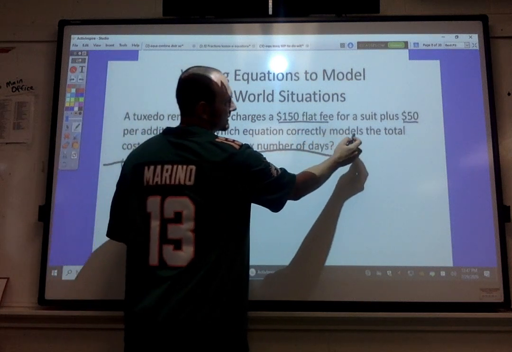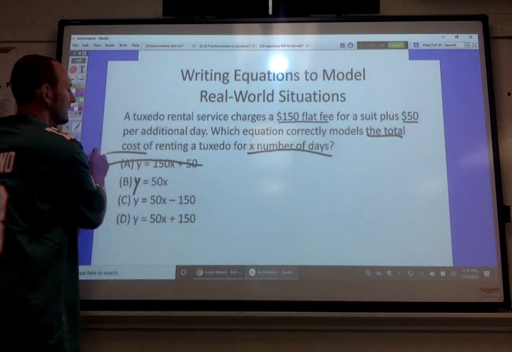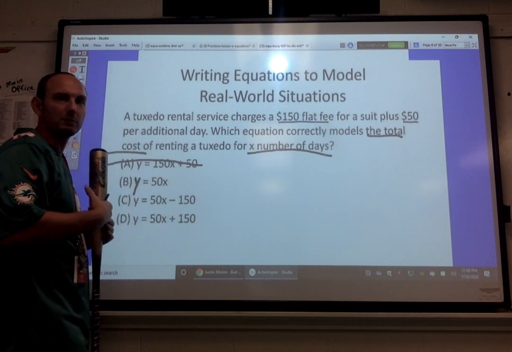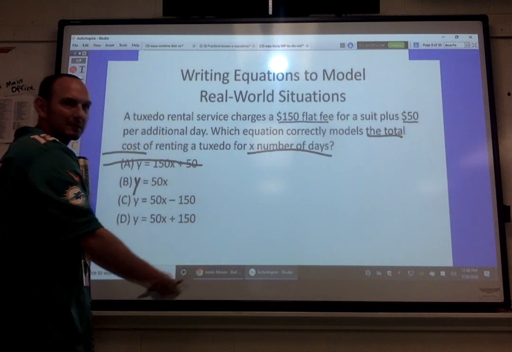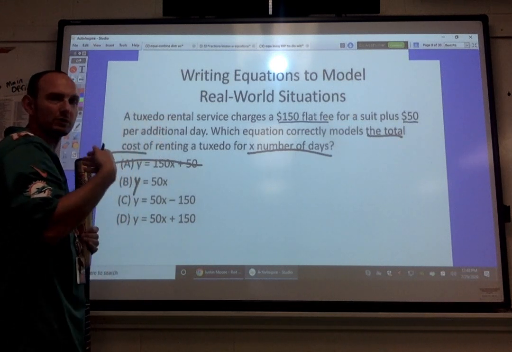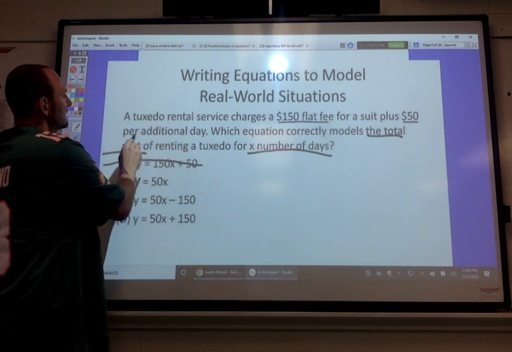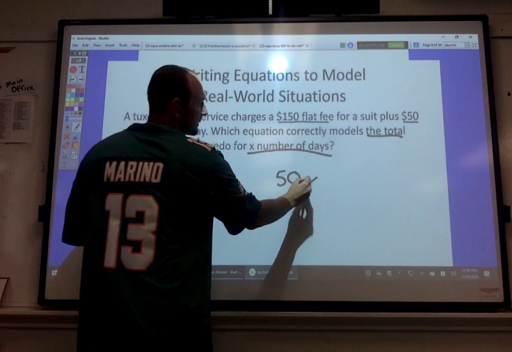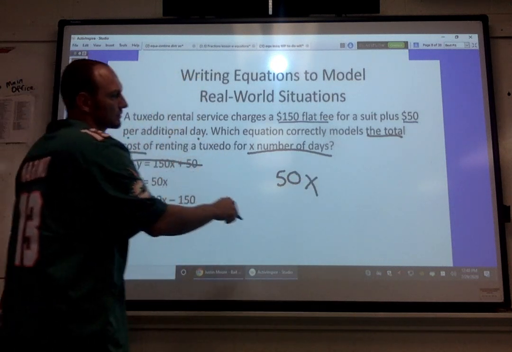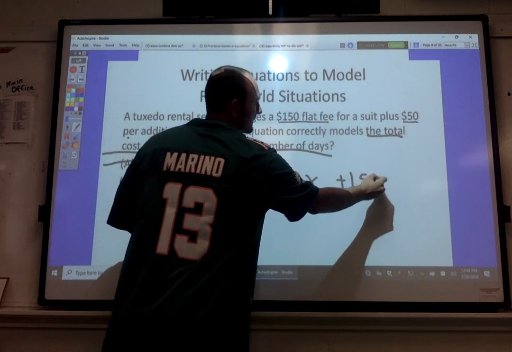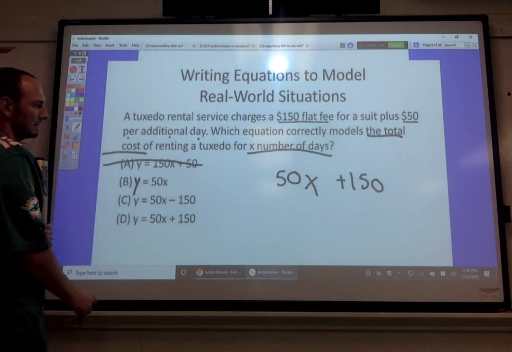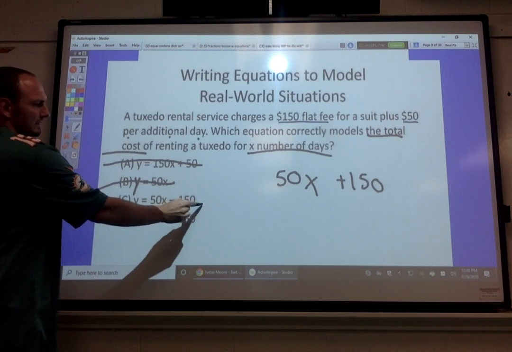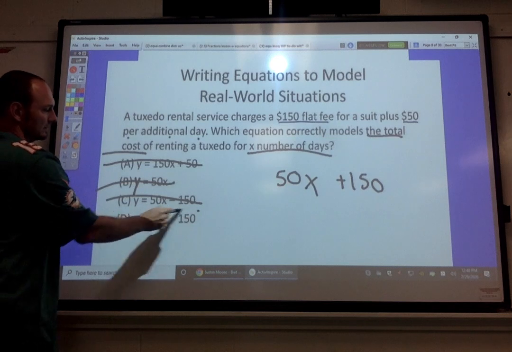Which equation represents the total cost of renting this for X days? It's saying the total is dependent on how many days. So some number up there goes with the number of days. $50 per additional day. So 50x is essential because it's 50 per day. And they also charge a $150 fee. So 50x doesn't have the fee included. We're not taking away that. We're paying it. So D would be correct.